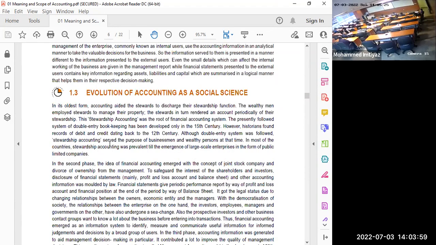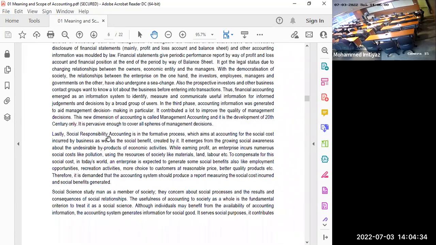Okay, evolution. If you want just one or two lines, I'll tell you. The modern way of accounting, what we follow today, evolved in the 14th century in Italy. There was a person called Luca Pacioli. He was the person who propounded the present form of accounting, what we are following in modern days: the double entry bookkeeping system. The entire world follows this. That's called the evolution of accounting. What you should know is only one line. That's it.